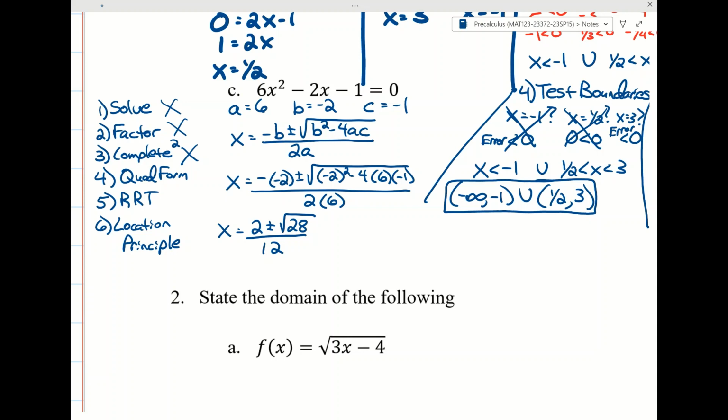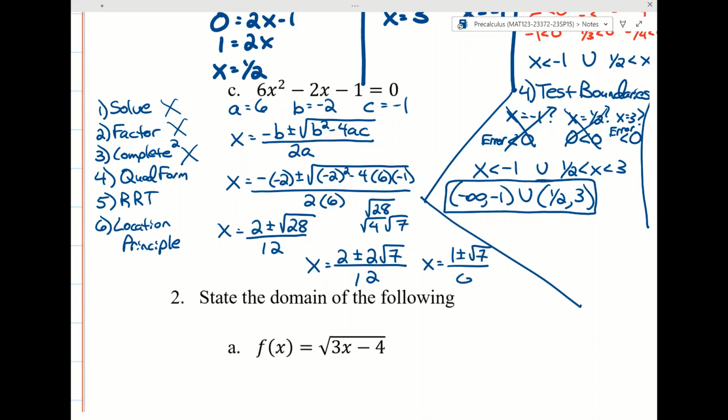We talked about a couple different ways to simplify the square root of 28. We could either make a prime factorization tree, but I know that for the square root of 28, 4 goes into it 7 times. So this turns into 2 plus or minus 2 root 7 over 12. And we could actually give it one more step and divide everything by 2. So we just get 1 plus or minus root 7 over 6.